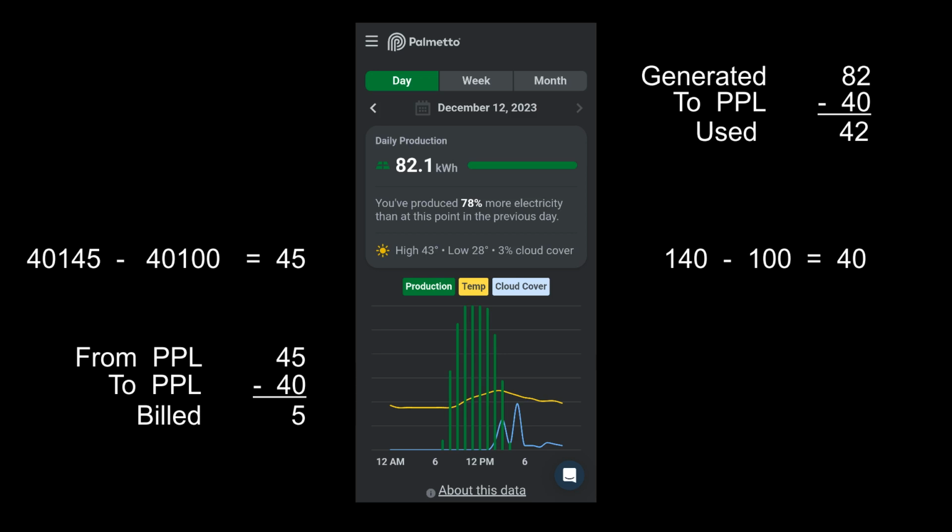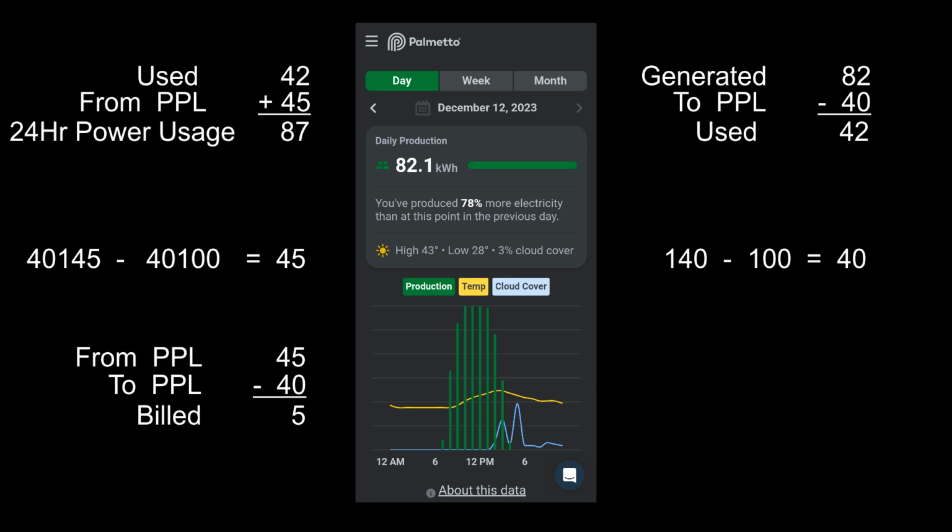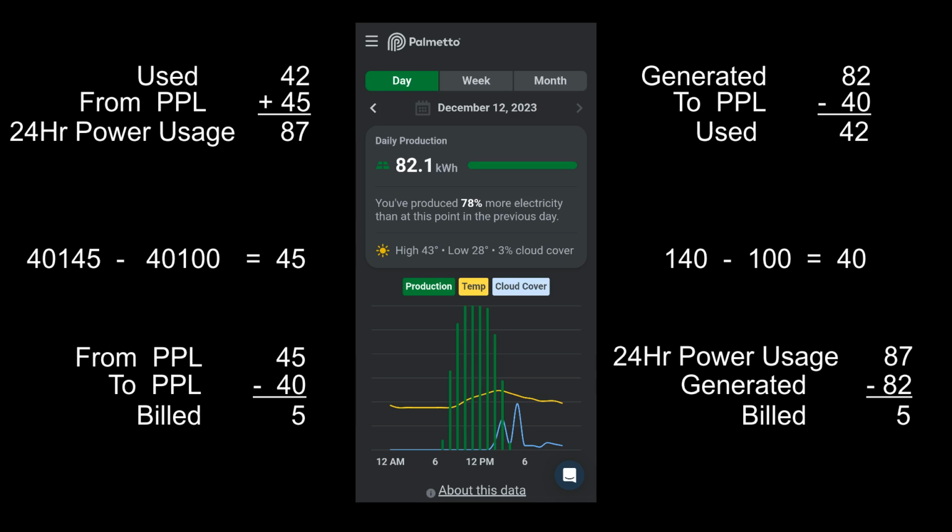So if I used 42 kilowatts during the day and I used 45 kilowatts basically at night, that's when I would have been pulling from. So for the 24-hour period, I would have used 87 kilowatts total, but because I pushed extra back onto the grid during the day, I get that credit that adds up, and I only ended up getting billed for 5 kilowatts for that day.